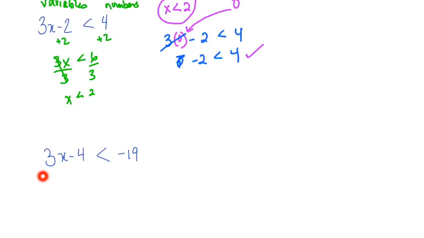Go ahead and try the second inequality on your own. 3x minus 4 less than negative 19. Pause the video and we'll see you in a bit.